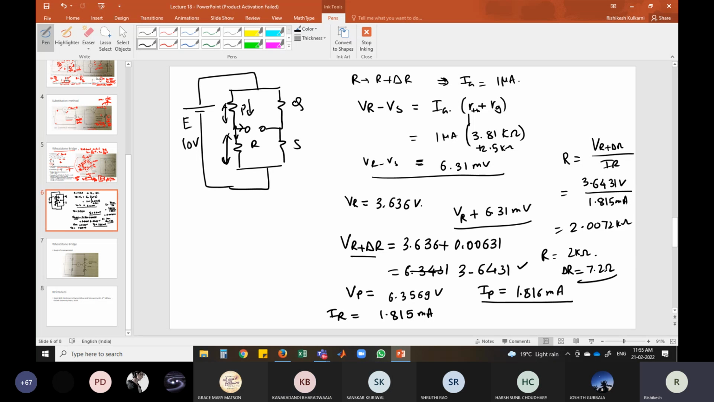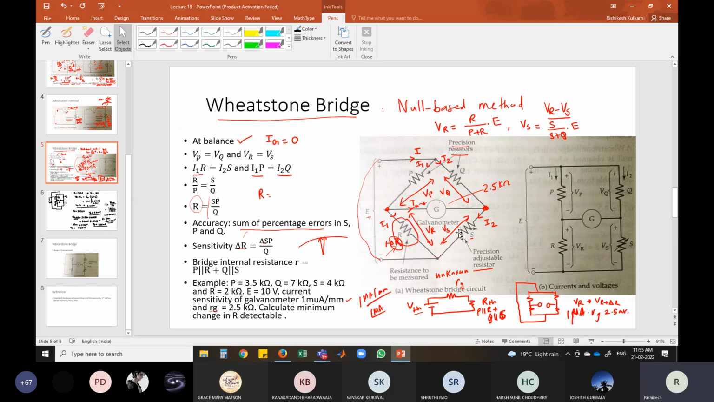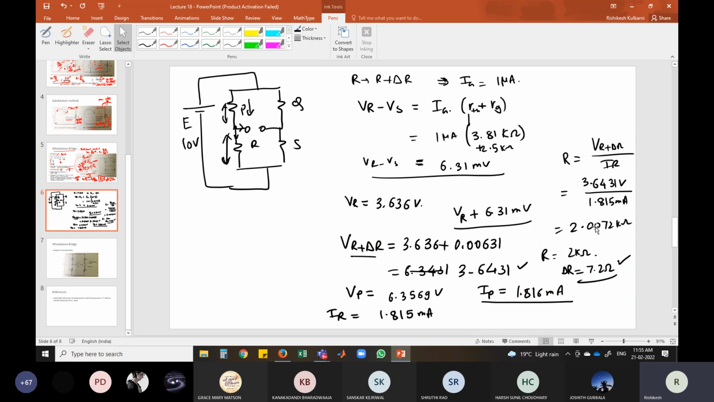You see, this is the change in resistance that is minimally detectable by the Wheatstone bridge. If delta R changes to, let's say, 3 ohms, what happens? It won't detect that change, because 1 microampere is not flowing through the galvanometer in such a case. It is less than 1 microampere flowing.